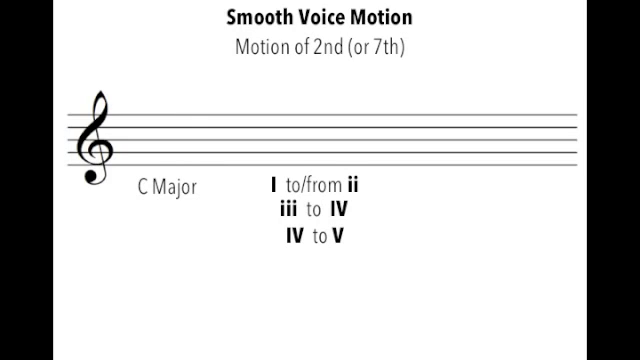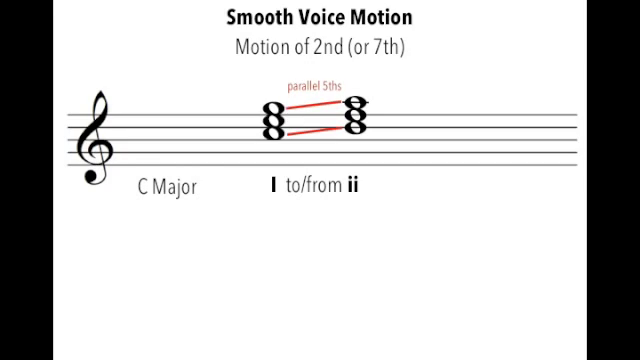1 moving to 2, or 3 to 4, or 4 to 5. So if we have a C major chord moving to D minor, this is the smoothest voice motion that you could achieve, but the problem is that you'll get parallel perfect fifths. To avoid parallel perfect fifths, you need to move in the opposite direction, and you'll get a voice motion like so.